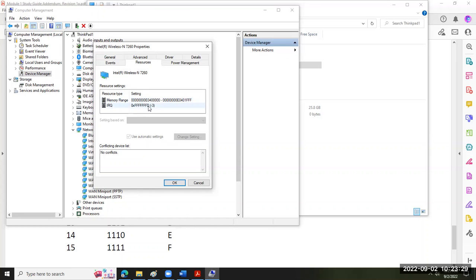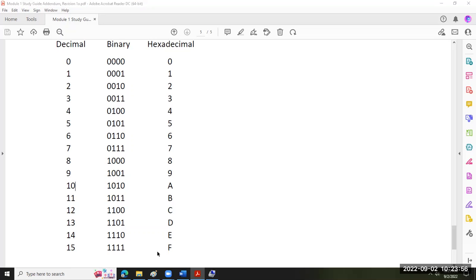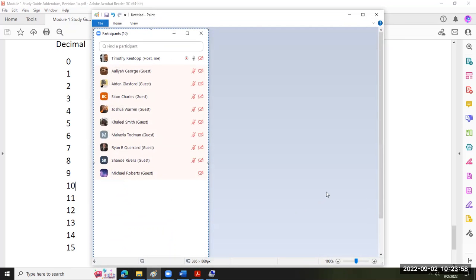So this is all ones, and each of these letters represents how many bits? Anyone? Each letter represents how many bits? Well, look at your table. How many bits are we representing for each hexadecimal value? Four. Four is correct.